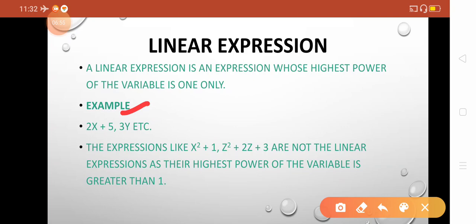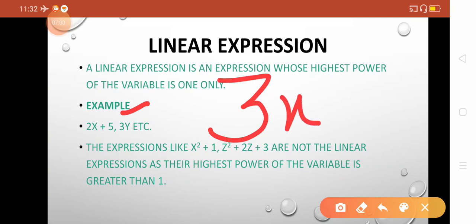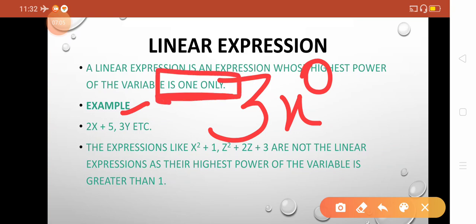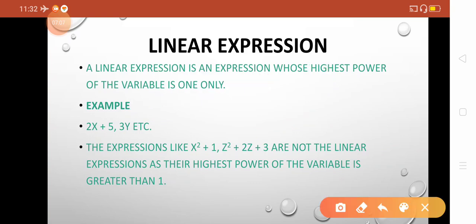The power shouldn't be equal to 0. 3 is not a linear expression. 3x raised to power 0 is not a linear expression. The power should be equal to 1, not 0. Expressions like x square plus 1 and z square plus 2z plus 3 are not linear expressions, as the highest power of the variable is greater than 1. So in a linear expression, the power of the variable must be equal to 1.